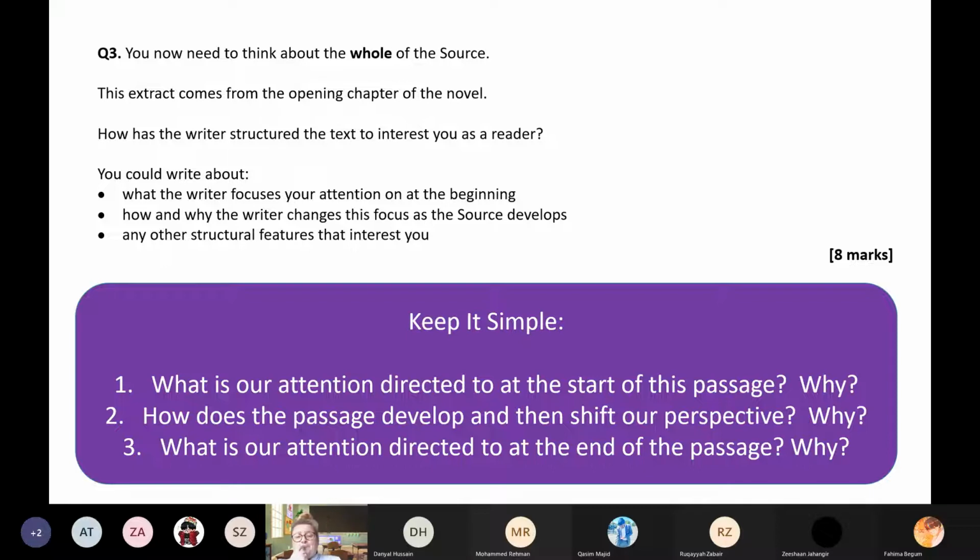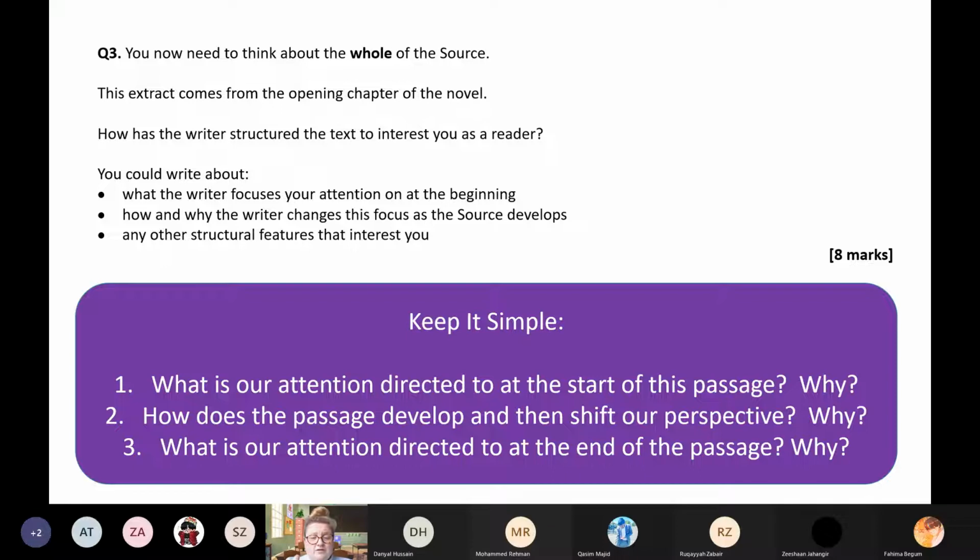Okay, so my first top tip, I suppose, for this is to keep it simple. So think about these 3 things. What is our attention directed to at the start of this passage, and why is that important? How does this passage develop and then shift our perspective, and why is that significant? And what is our attention directed to at the end of the passage? And again, why is this important?